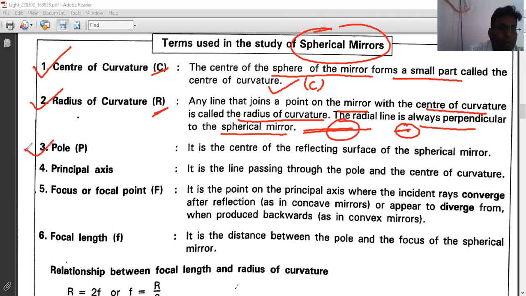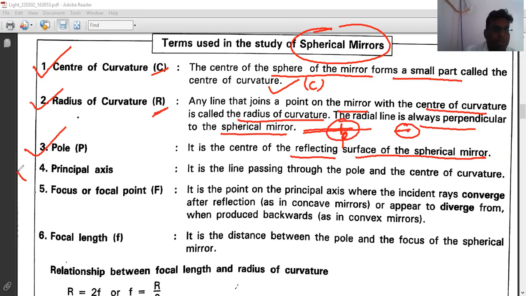Now next point is the pole. It is the center of the reflecting surface of the spherical mirror. So it is the center. Suppose we take the center now, so this will be the pole.